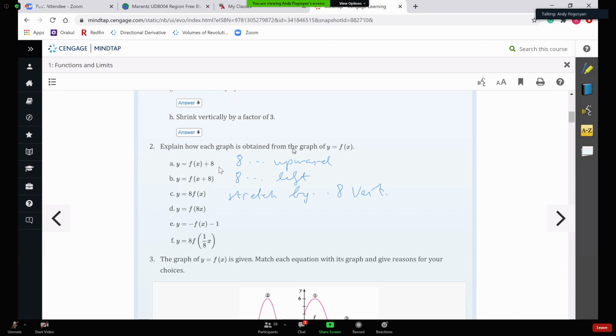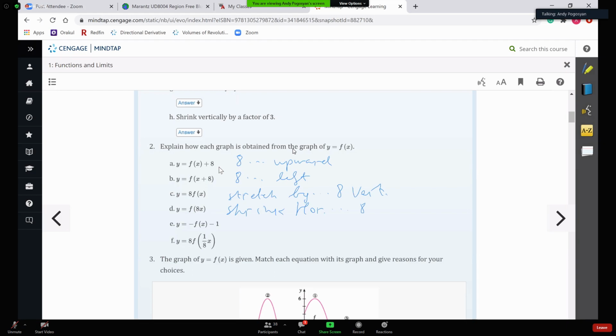Now, if it's 8x instead of x, it's stretching or shrinking? Shrinking, correct. Shrink horizontally by a factor of 8. Basically it becomes 1/8 times, so it shrinks.